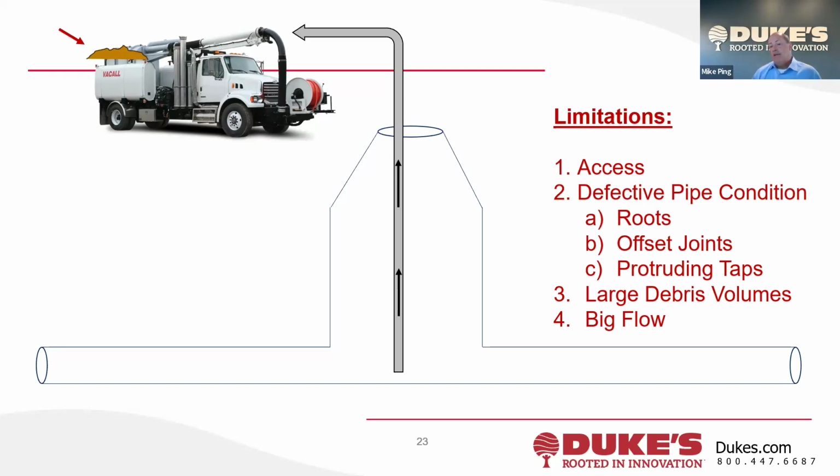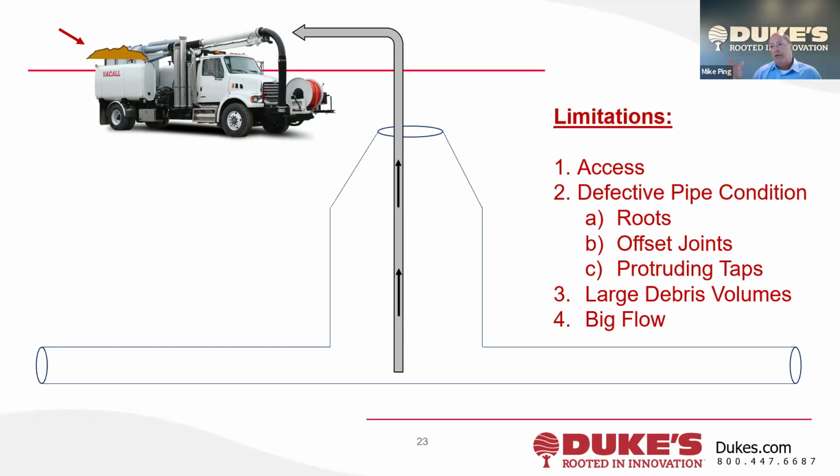Pipe conditions can limit the performance here. Roots, I mean, there could be massive root balls, there could be offset joints that get the jetter head hung up, right? There could be protruding taps. There could be large debris volumes, right? So if this is a 60-inch pipe and it's got 3 feet of riprap-size stone in it and bricks and so forth, then it's not a matter of deploying the jetter and pulling it all down. There's too much volume. This vac truck could be sitting there for weeks potentially, right?